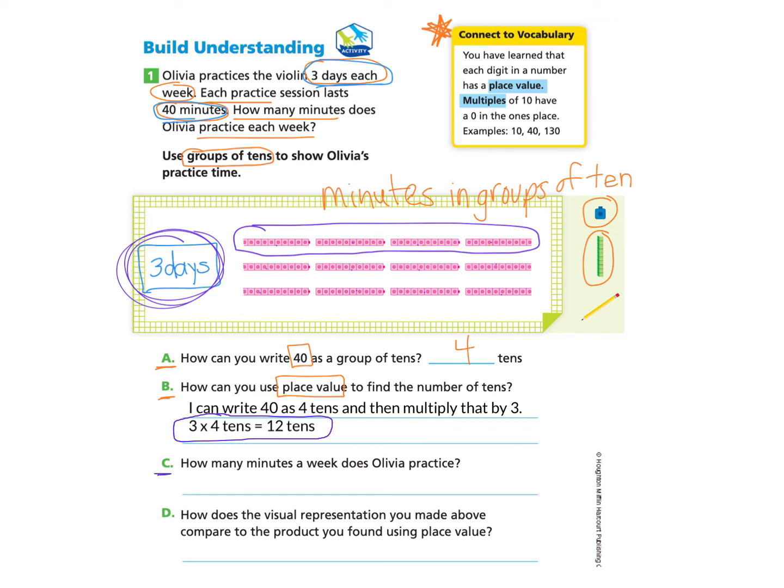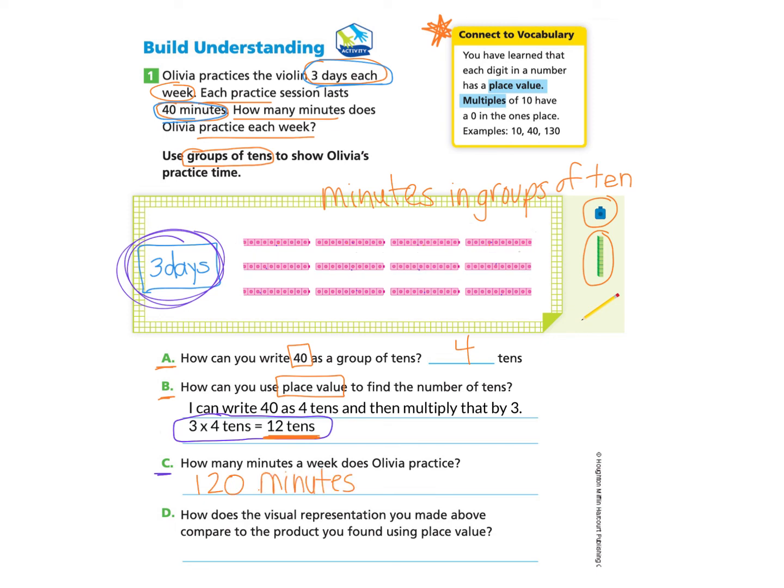So part C asks, well, how many minutes a week does Olivia practice? And we have drawn a representation of that. And we've also done the multiplication here. So we find that she has practiced 12 tens, which we know is really 120 minutes.